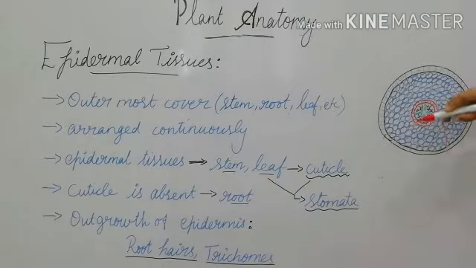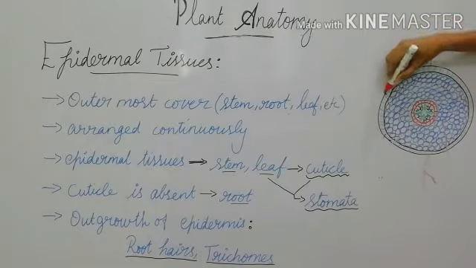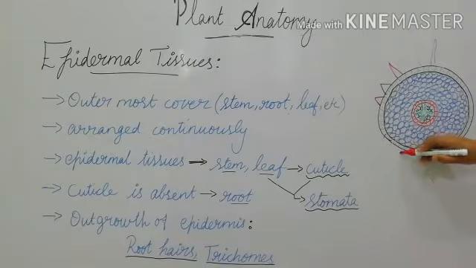And the outgrowths of the epidermis, that is, the structures which are found on the epidermis, are the root hairs and trichomes. So these are the root hairs, and these root hairs help in the absorption of water and nutrients from the soil. And these trichomes are spine-like structures which give protection to the plants, and also minimize the loss of water.